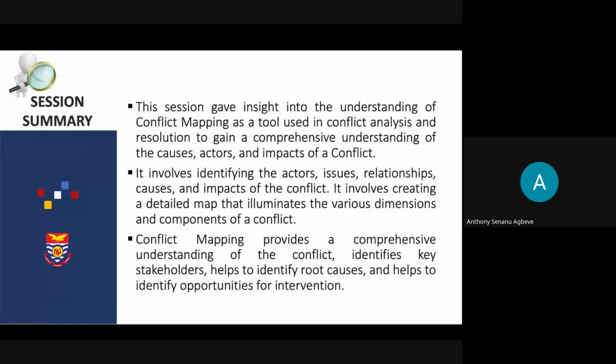Yeah. So I think that is all for the conflict mapping. That is it for the conflict mapping.